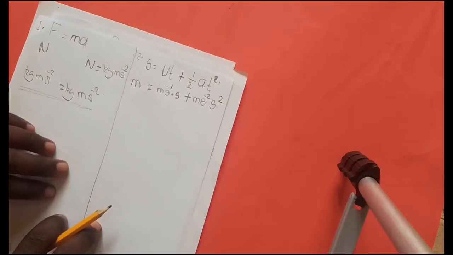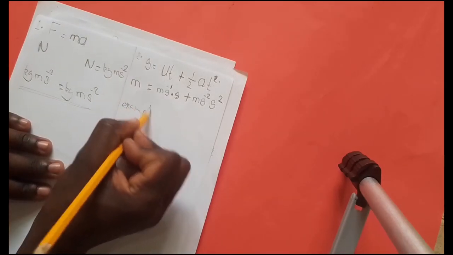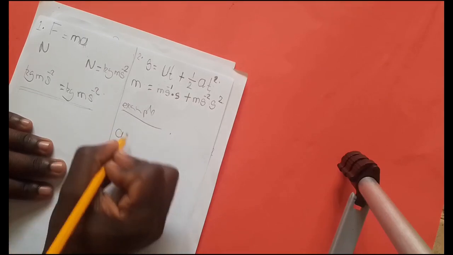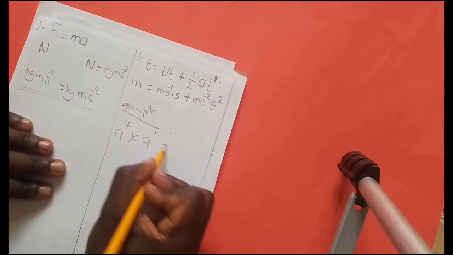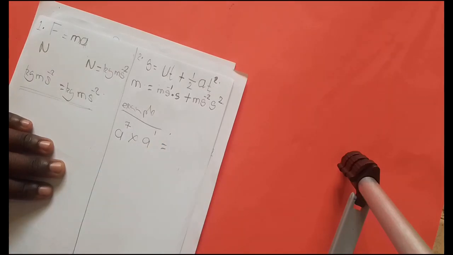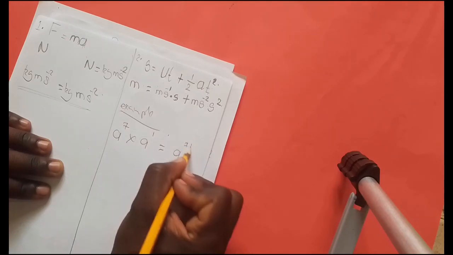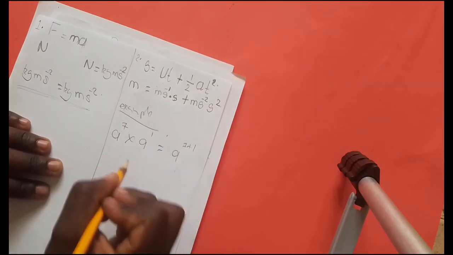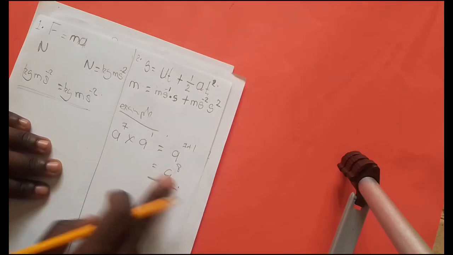The first law of indices says that, for instance, this is an example: a to the power 7 times a to the power 1 is equal to what? We add the powers, you know this, right? So the solution will be a to the power 7 plus 1. So the solution obviously will be a to the power 8. Done. These are the laws of indices.